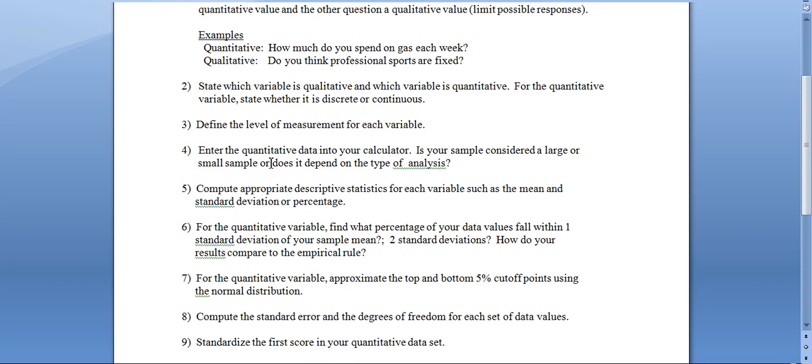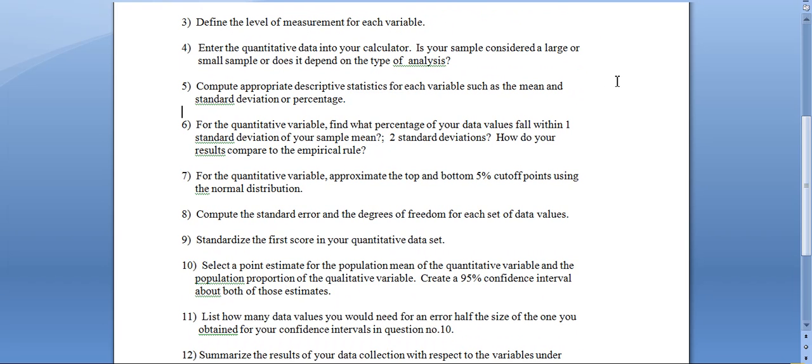Now you're going to take your quantitative data and put that into your calculator. If you go into L1 and type in all your data, it asks whether it is considered a large or small sample. Basically your answer here would be that it does depend on what you're doing. There are lots of different types of analyses in statistics, and it really depends on the type of analysis whether we would consider it large or small.